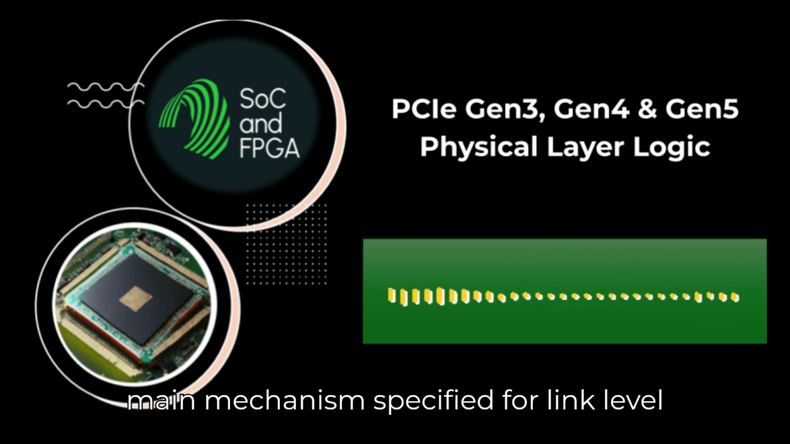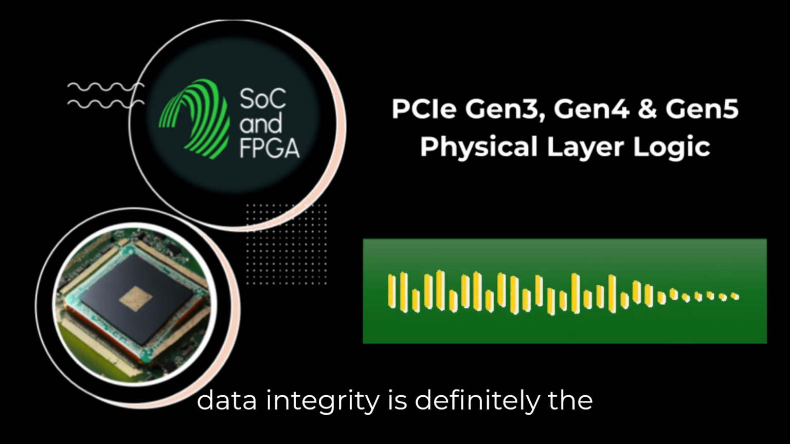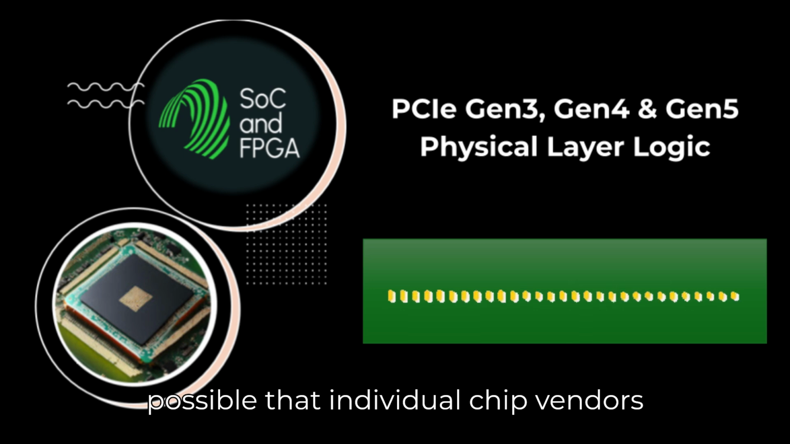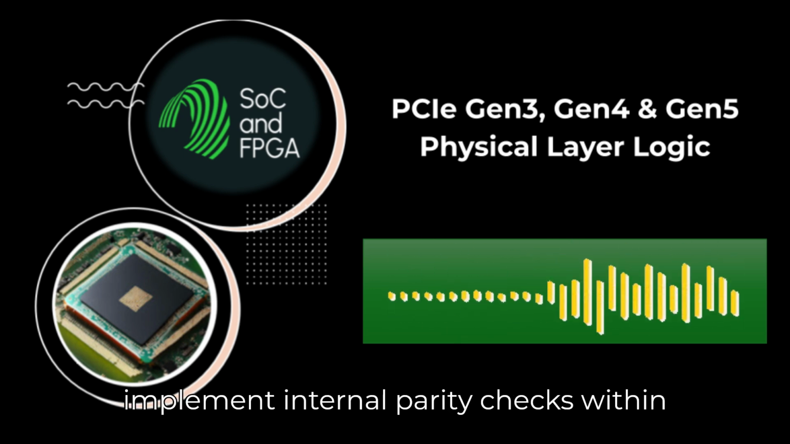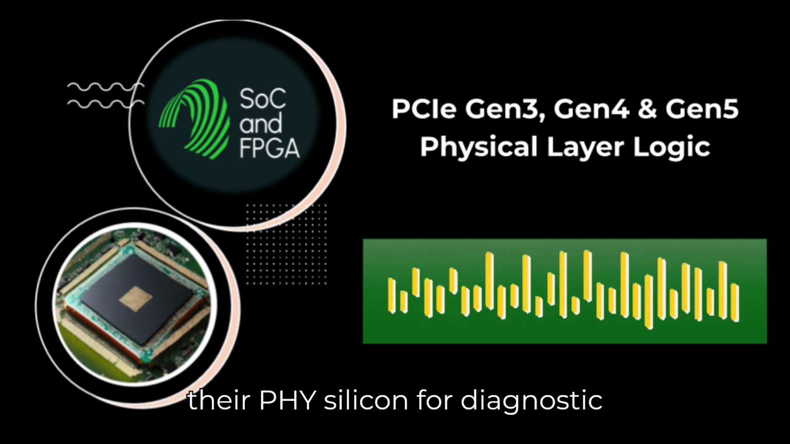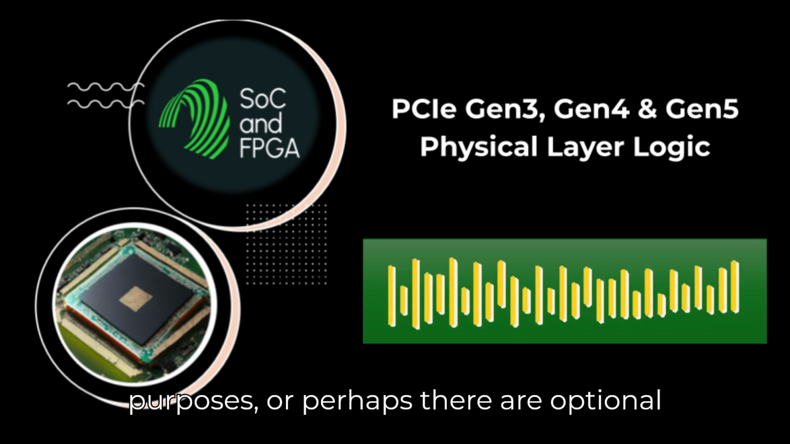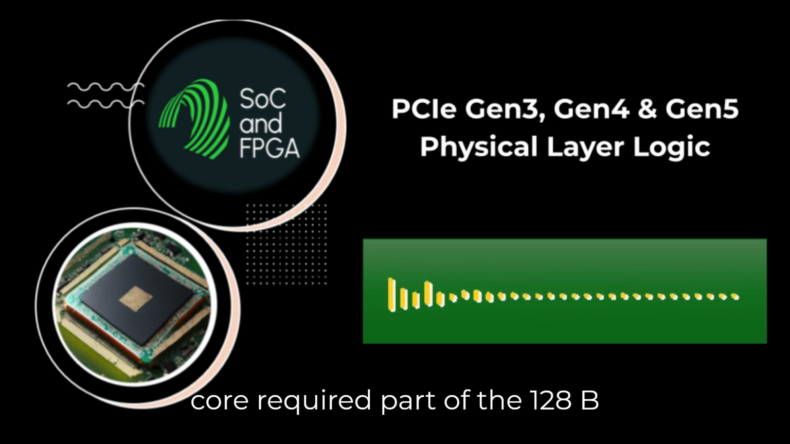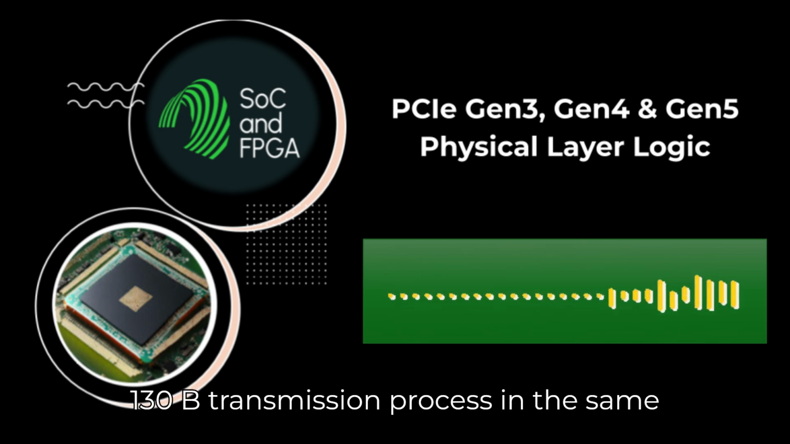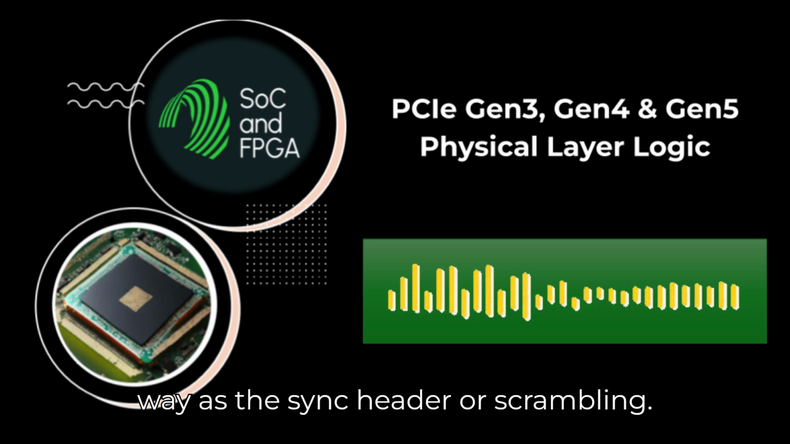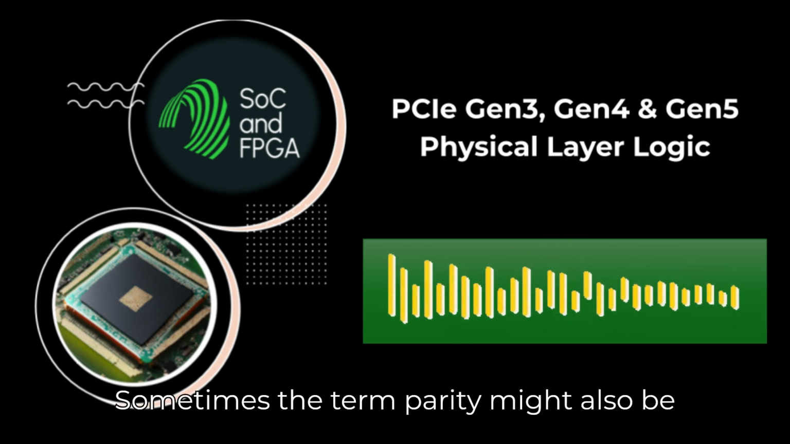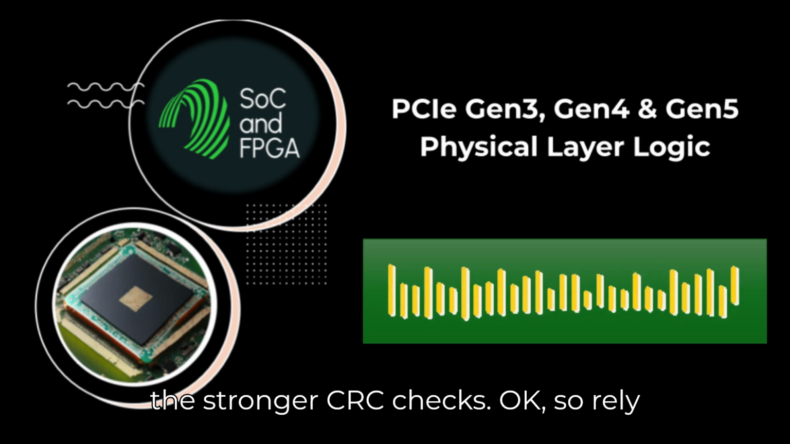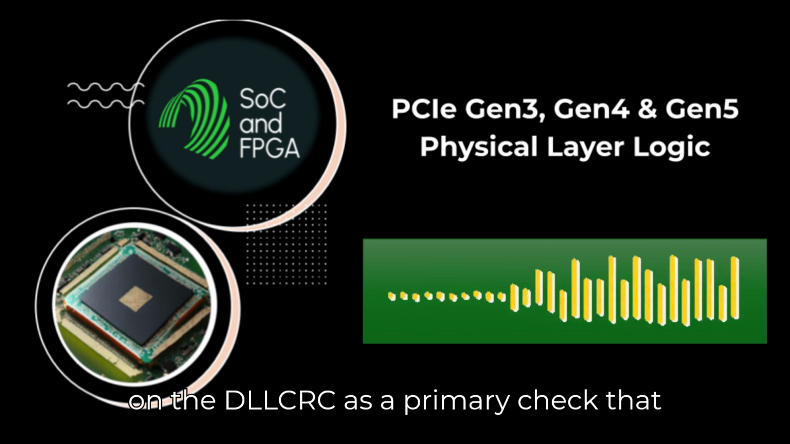The main mechanism specified for link-level data integrity is definitely the DLL CRC. Now, it's possible that individual chip vendors implement internal parity checks within their PHY silicon for diagnostic purposes, or perhaps there are optional features related to this, but it's not a core, required part of the 128B/130B transmission process in the same way as the sync header or scrambling. Sometimes the term parity might also be used loosely when actually referring to the stronger CRC checks. Okay, so rely on the DLL CRC as the primary check.